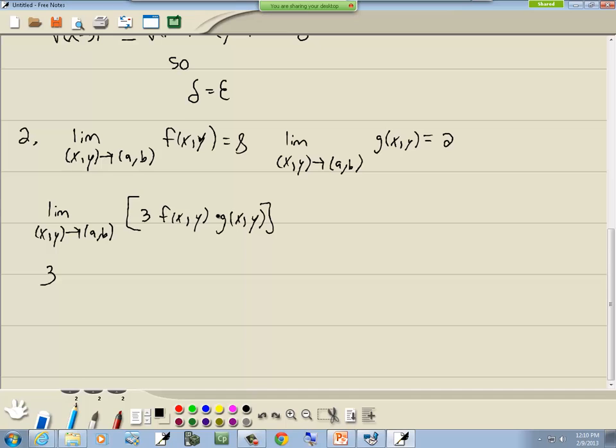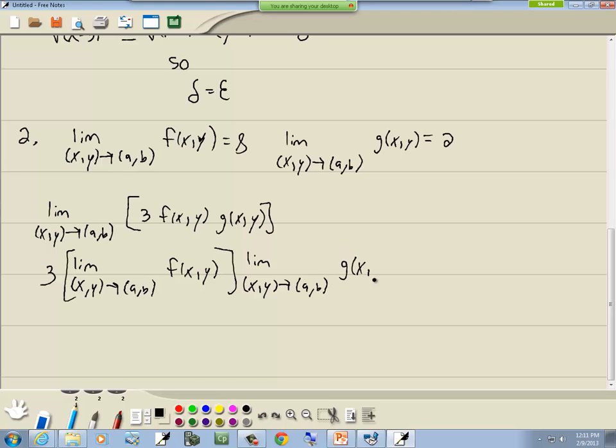And here we got a function times a function. Well, we can split that up. We can have the limit as xy goes to ab of f of xy times the limit as xy goes to ab of g of xy. If you got multiplication, division, subtraction, or addition, you can always split them up into separate limits like this.